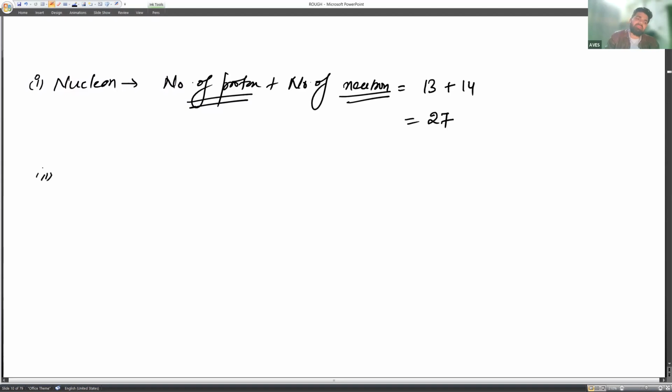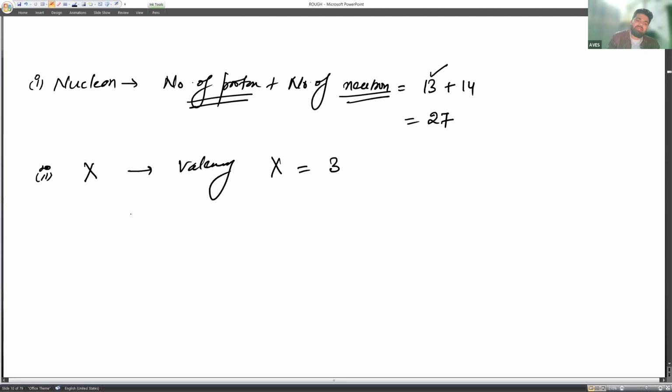And second, it is asking that element X is an ion which is having 3 positive charge. Why? Because it has only 10 electrons. So it should have 13 electrons as the number of electrons equals the number of protons. But since it has only 10, it has lost 3 electrons. So it is asking what is the valency. So valency for X is 3 because it has lost 3 electrons.